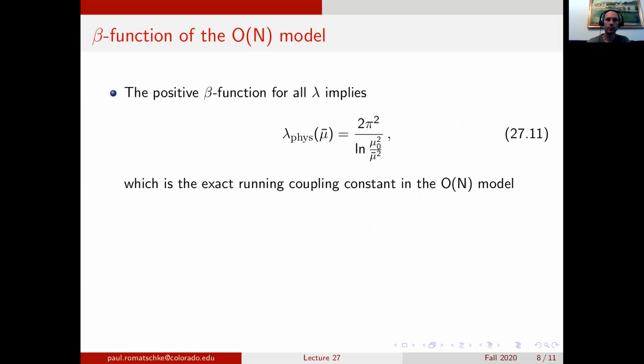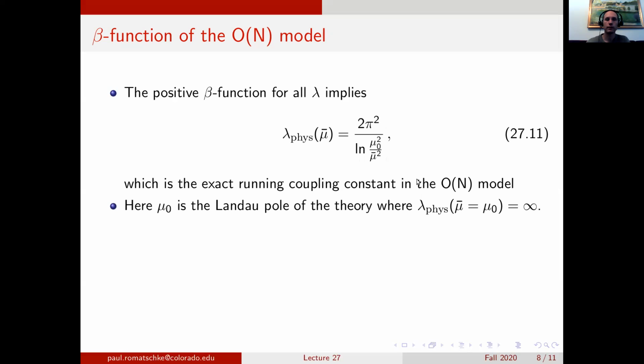Because the beta function is positive for all values of lambda, there's no perturbation theory involved. We can just integrate the beta function and find the explicit running of the coupling for the O(N) vector model. It's just given as 2 pi squared over the logarithm of mu 0 squared over mu bar squared. The mu 0 squared here is, in principle, an integration parameter.